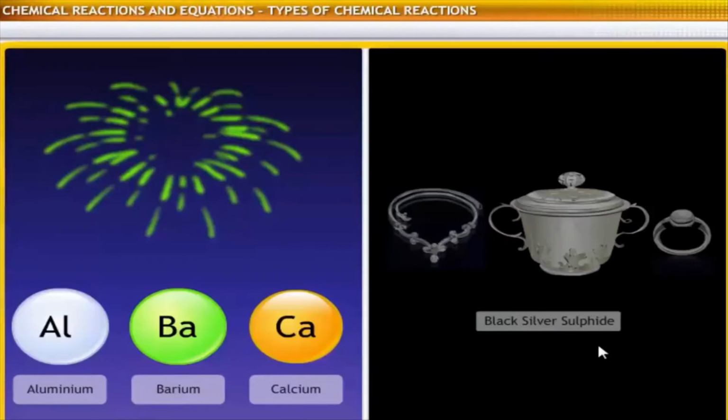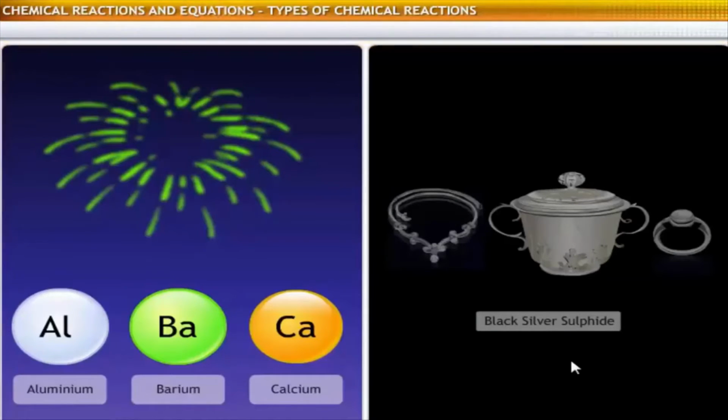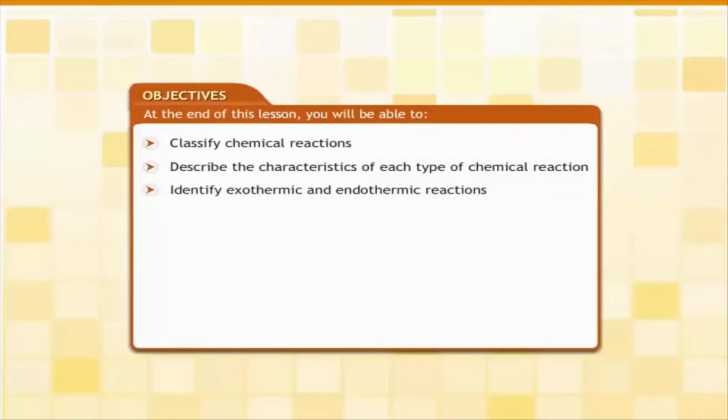All chemical reactions can be classified based on the different ways in which elements react with each other. In this lesson, you will learn how to classify reactions. At the end of this lesson, you will be able to classify chemical reactions, describe the characteristics of each type of chemical reaction, identify exothermic and endothermic reactions.